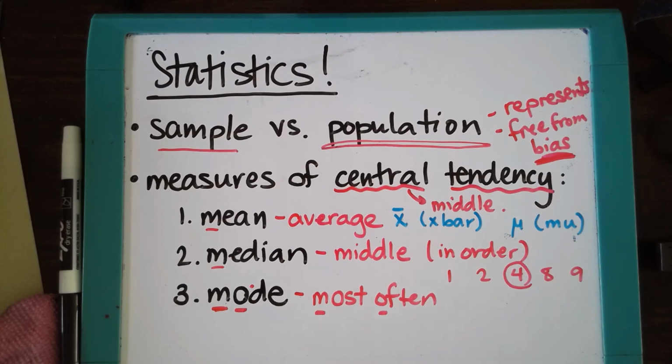Median doesn't have its own special symbol, and mode doesn't either. Lots of our calculations are going to use the mean, and again, we're going to use X bar and mu interchangeably, so don't worry about that. If you see either one of those symbols, you can just think of it as, right, that's the average, and I can calculate the average.